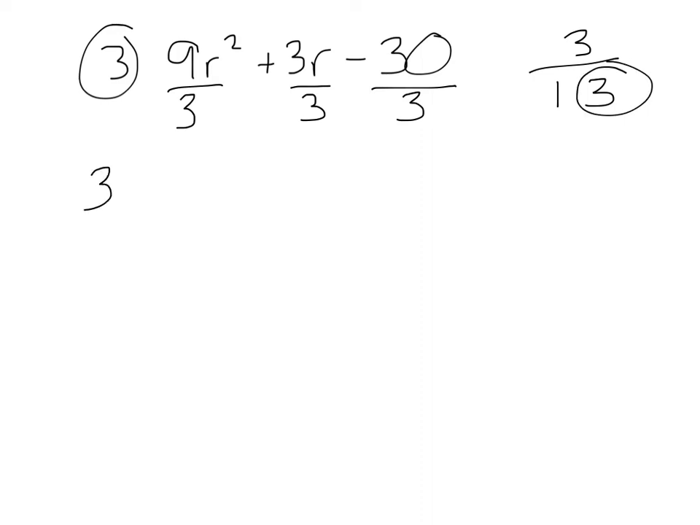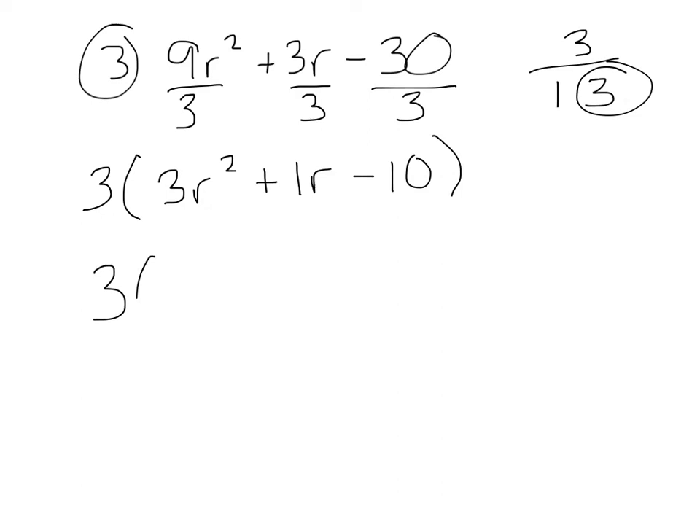That's how I got 3 for our GCF. So now I'm going to put 3 on the outside, and then 9 divided by 3 is 3, and it stays r squared, plus 3 divided by 3 is 1, and then we're still going to have an r, and then negative 30 divided by 3 is negative 10. Okay, so we factored out our GCF. Now we need to factor the rest of this. So we're going to have 3 on the outside, and then our 2 sets of parentheses. I'm going to have 3r and 1r.